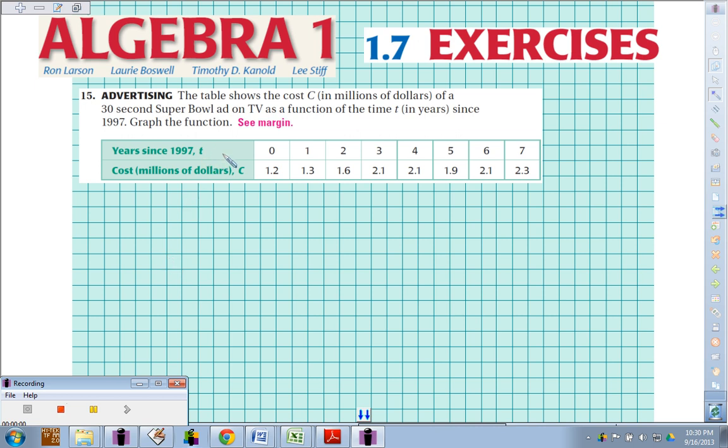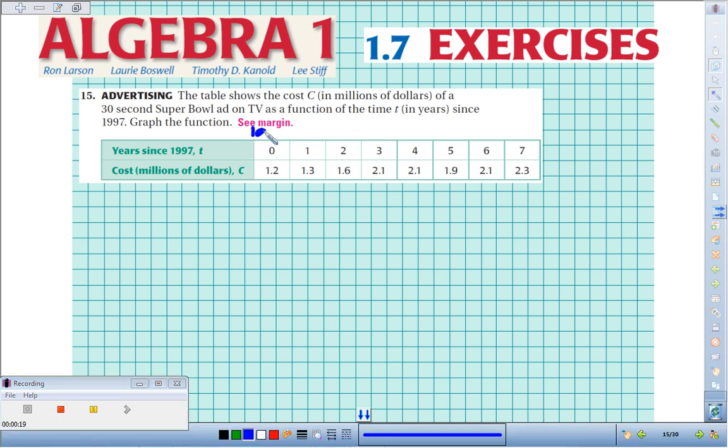Years since 1997. Well, if I'm 0 years since 1997, that would be like 1997. If I'm 1 year since 1997, that would be like 1998. Or if I picked maybe 5 years from 1997, that would be 2002. In 2002, a 30-second Super Bowl ad cost $1.9 million. We are supposed to graph the function.